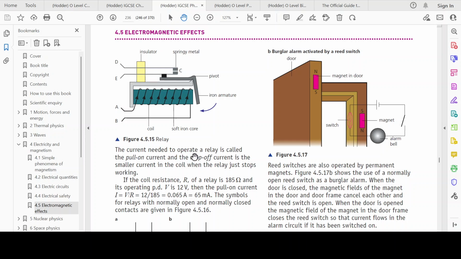The current needed to operate a relay is called the pull-on current. The drop-off current is the smaller current in the coil when the relay just stops working. So the current needed to operate the relay is called the pull-on current, and when the relay stops working, it's the smaller current and it's called the drop-off current.